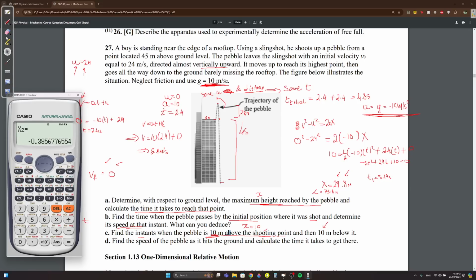T2 is also positive. Oh, what did I do wrong? Ah, minus 10. I took the 10 here. It should be minus 10. Minus 10 equals 0, sorry. Okay, you get 4.33. Yes, I think this is correct. t1 is 4.33, or 4.34, whatever. t2 equals 0.461.